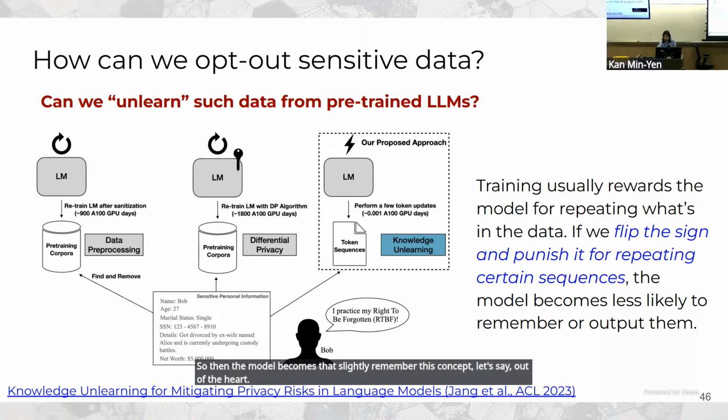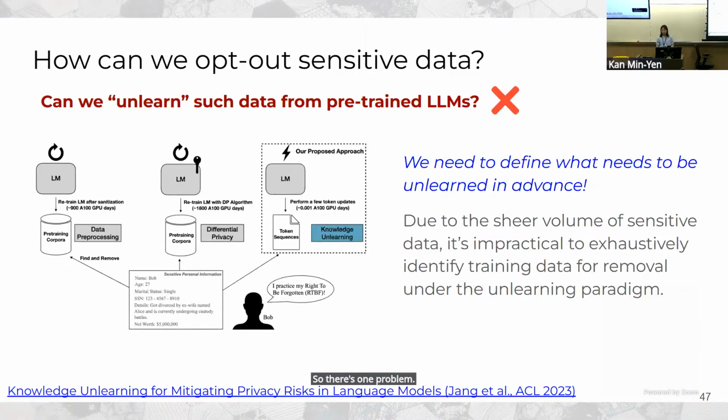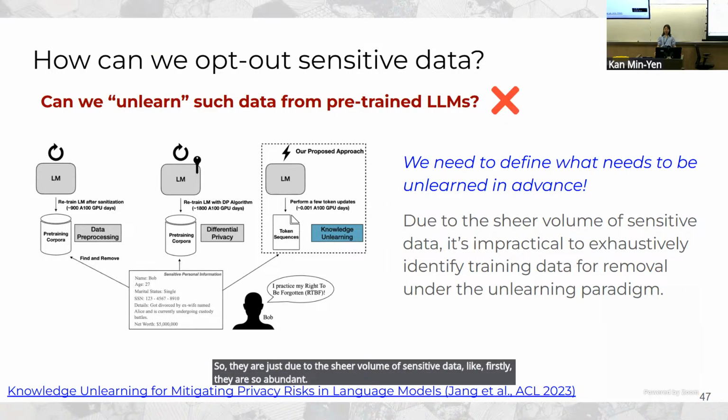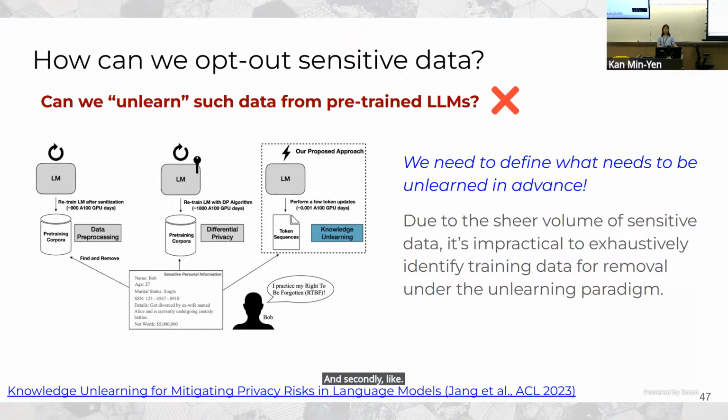But there is one problem. We need to define what needs to be unlearned in advance. This is due to the sheer volume of sensitive data. Firstly, it is so abundant, and secondly, it is unknown what specific undesirable data are present in the dataset. So it is impractical to exhaustively identify training data for removal under this proposed unlearning paradigm.